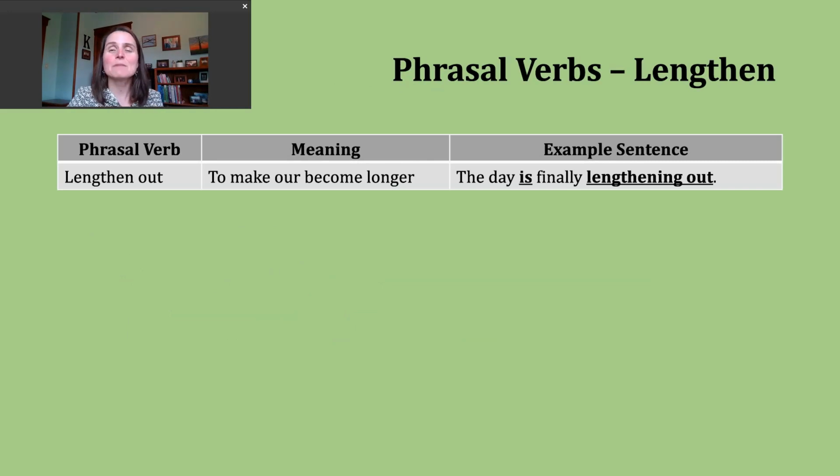Okay? I do have one phrasal verb you might encounter. It really has the same meaning, but sometimes people add the particle out after lengthen. And again, we're really talking about something becoming longer, and not just in distance. Here, my example sentence is going to talk about time. The day is finally lengthening out. So some people might use this to talk about as the days get longer, where there is more sunlight versus more darkness. So that is what that sentence is describing.